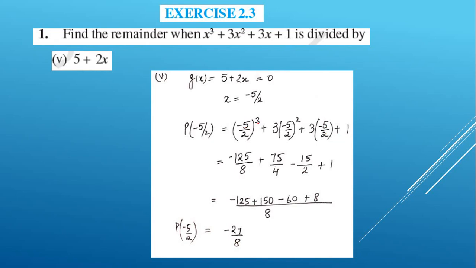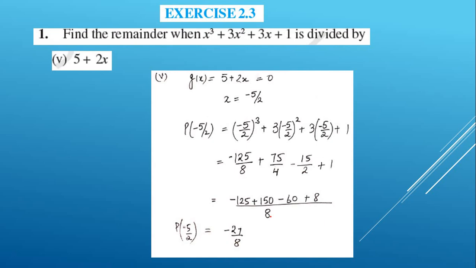When you solve, 5 cube is 125, minus 1 cube is minus only. So we will get minus 125 by 8 here. Here you will get 5, 2 times. 5 into 5 will come square. 5 square will come 25 into 3, it will come 75. Since it's a square, it will come positive. 2 into 2, it will come 4. Here it will come minus 15 by 2 plus 1.